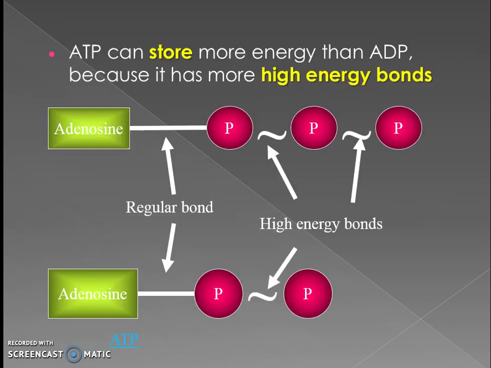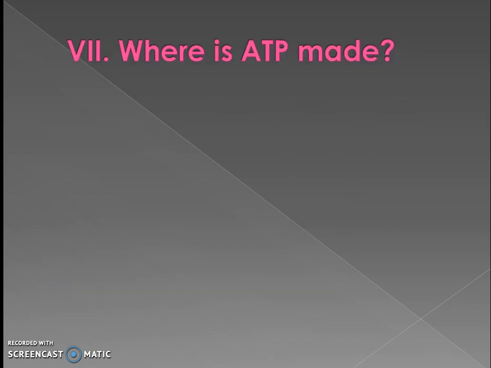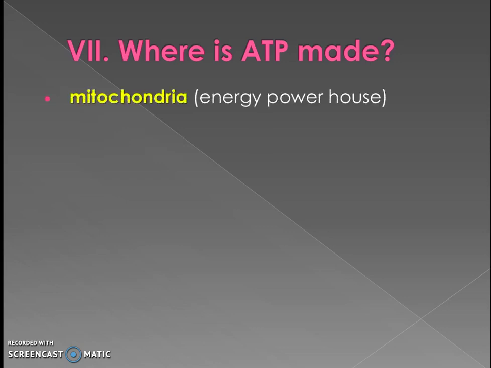So how do I do it? Well, I just have to add that phosphate back on, and I get back to ATP. There's more energy in the ATP than the ADP. And this is something we'll practice in class. Way to go! The last thing we have to understand is, where is this made and through what process?